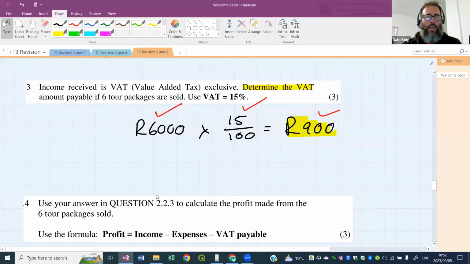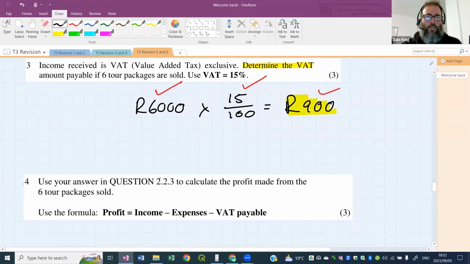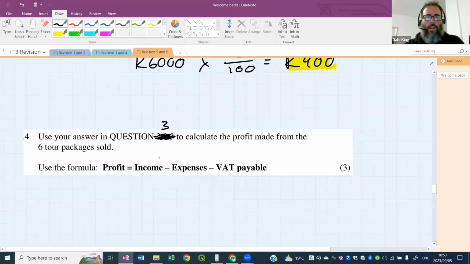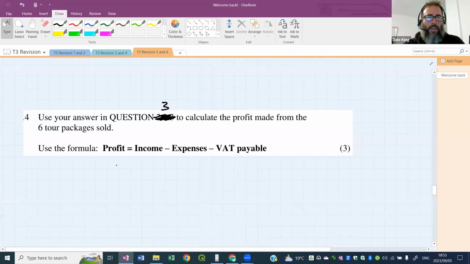Now, let's move on. And this is an area here. It's not sure 223. This should be 233, or in our case here, question 3. Use your answer in question 3 to calculate the profit made from the 6 tour packages sold. Now, they want us to work out profit. And they give us an equation here. Now let's have a look at this equation because at first it sounds very confusing. They say the profit you make from this will be, number 1, your income minus your expenses.